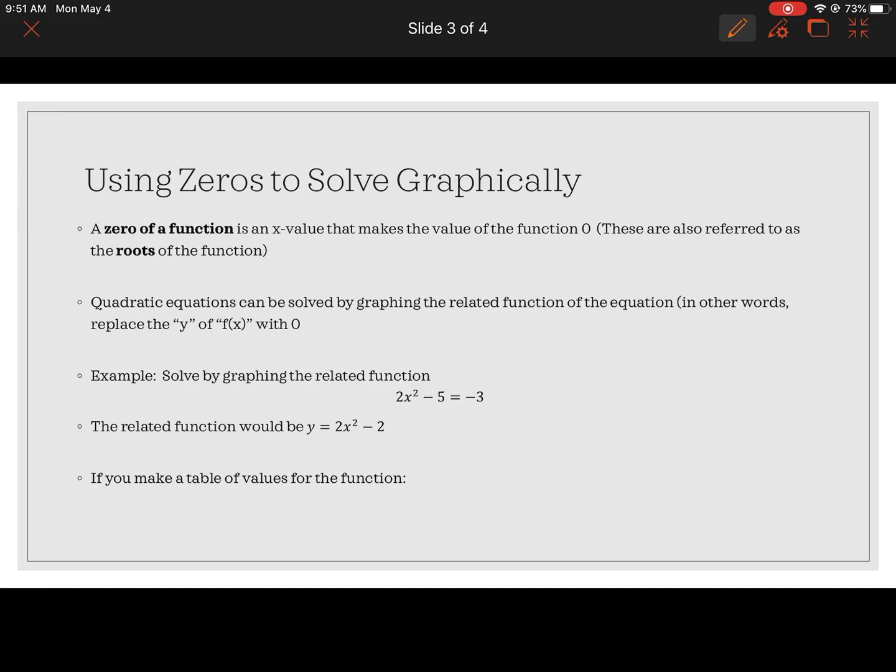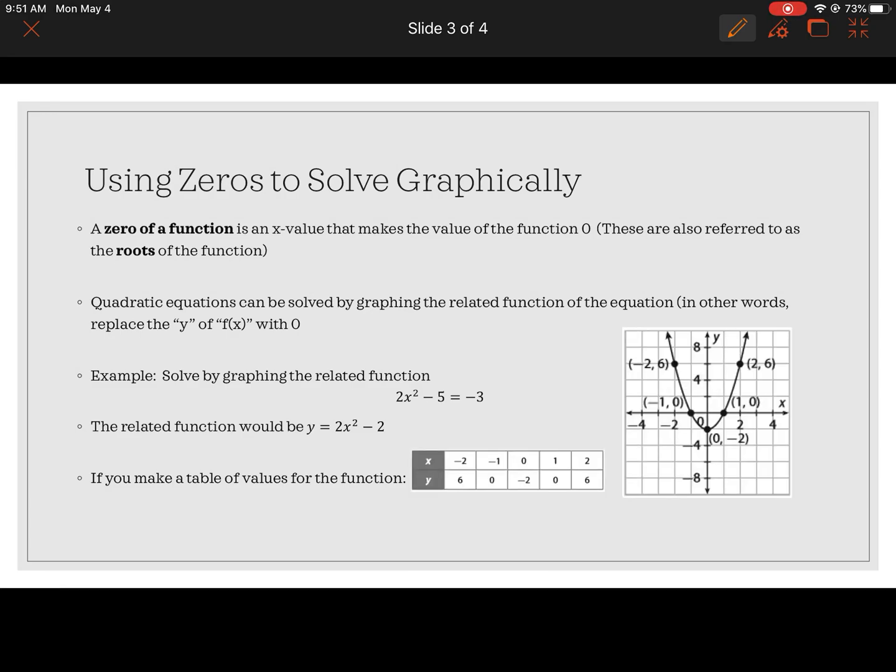If we were to make a table of values for this function, it would look similar to this, and the graph would be identical, right? So notice we have a couple of important points here. We have x-intercepts at negative 1, 0, and 1, 0. We have a vertex at 0, negative 2, which is also the same as our y-intercept.